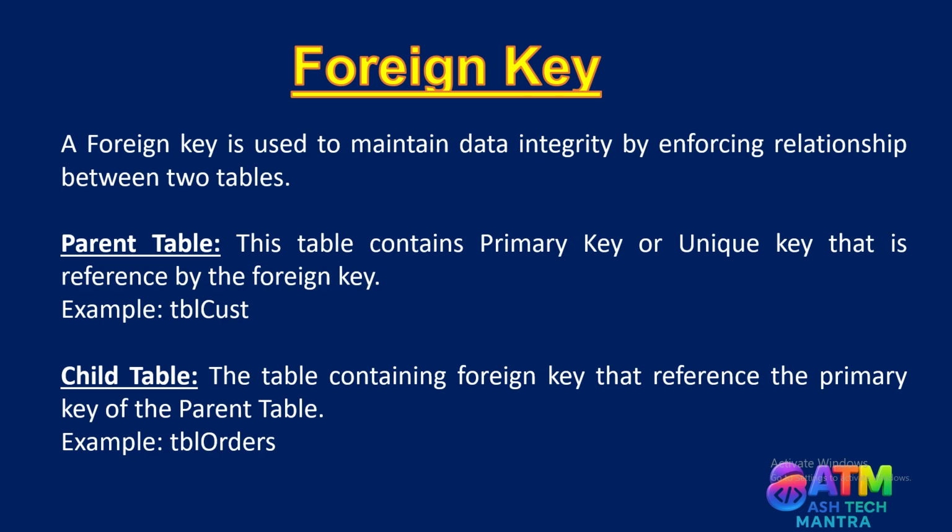And what is the parent table? This table contains a primary key or unique key that is referenced by the foreign key. And the child table contains the foreign key that references the primary key of the parent table. So we have two tables here. First is the parent table, that is TVL cust, and second is the child table, that is TVL orders. We are going to create a relationship between the parent table and the child table, and the relationship is the foreign key relationship. So let's start with a practical example.